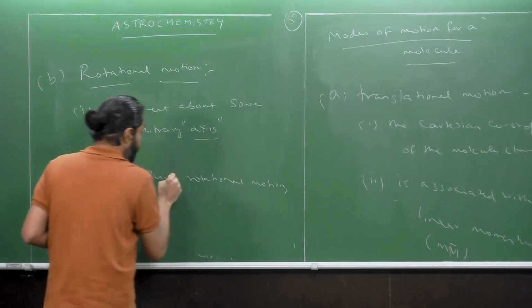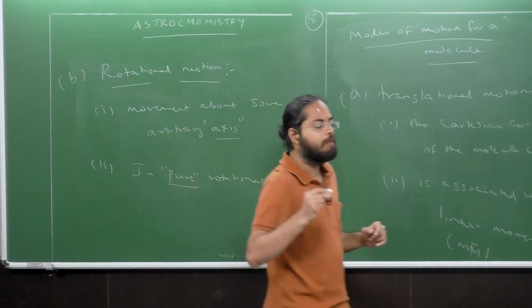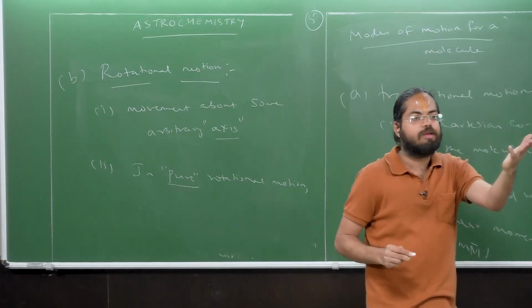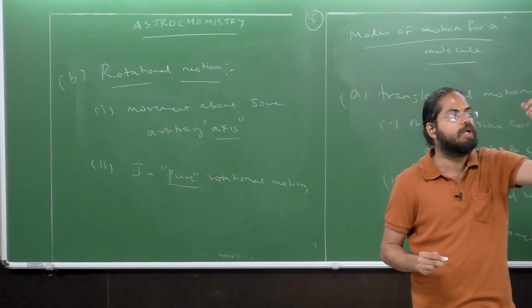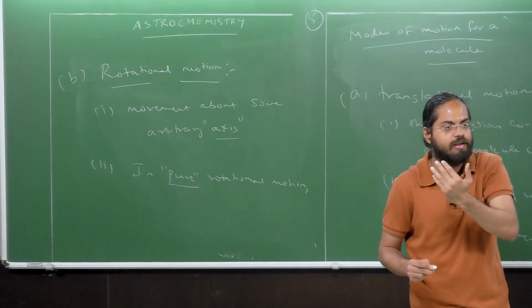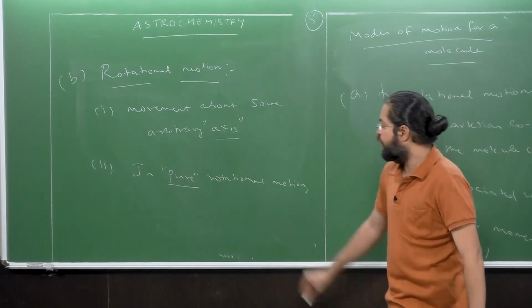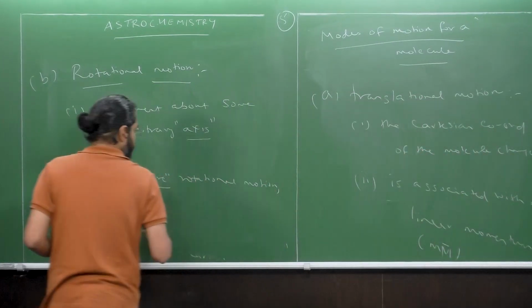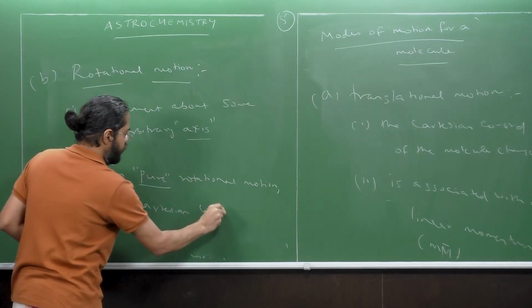But notice the point. I have used the word pure rotational motion. This is only when I'm only undergoing rotation. But rotation can also be coupled with translation. What is an example you could think of? The Earth orbiting around the sun. When the Earth is orbiting, the Earth rotates and it's also undergoing some translational motion. Its coordinates also change along with rotating. So when we're talking about a pure rotational motion, the Cartesian coordinates of the molecule do not change.